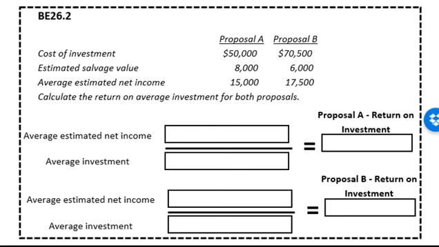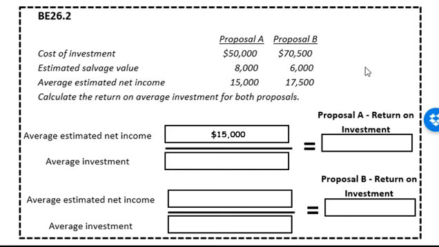And this is BE, right out of the book, BE 26.2. And we have two separate investments, and we're going to assume they're mutually exclusive. In other words, if we select one, we can't select the other. And we're given some information here. We're given the costs of the investment, the estimated salvage value of each investment, and the average estimated net income. Again, that's accounting income that is derived from each of the investments. And here we're being asked to calculate the return on average investment for both proposals. So this is a capital budgeting method called return on investment, or ROI.